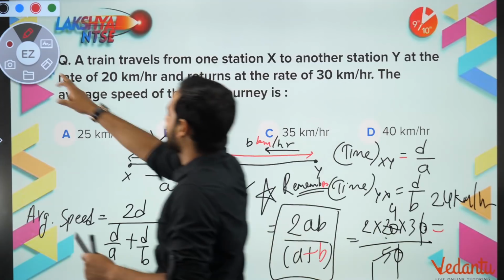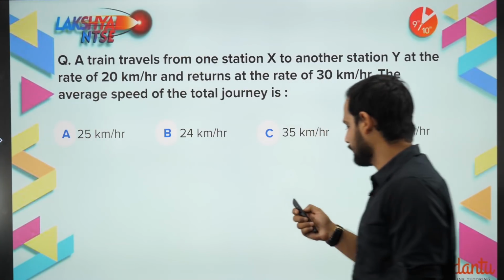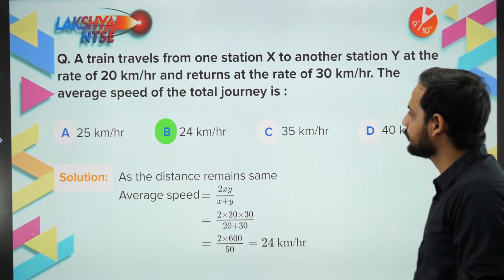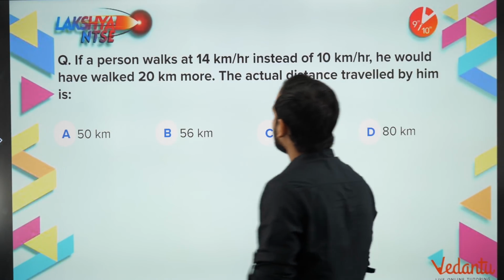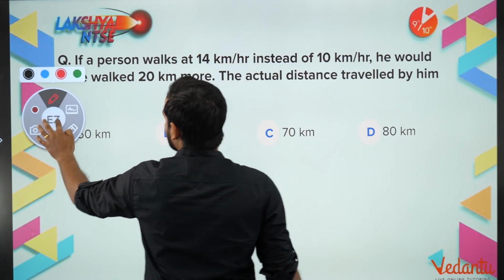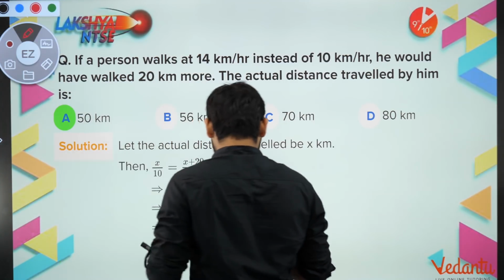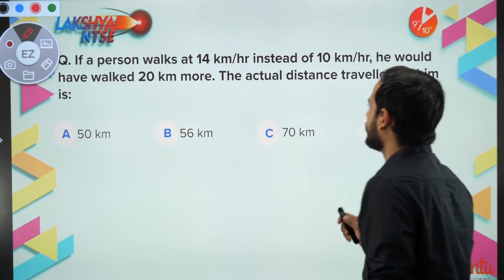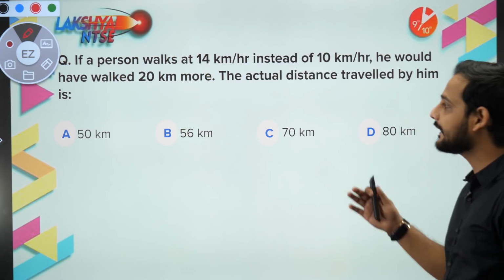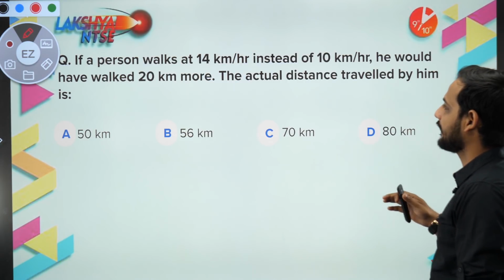Okay, chalo, now I'll move ahead. Next question. The correct answer is 24 km per hour, and this is the formula directly given. Let's move to the next question. If a person walks at 14 km per hour instead of 10 km per hour, he would have walked 20 km more. The actual distance traveled by him is?